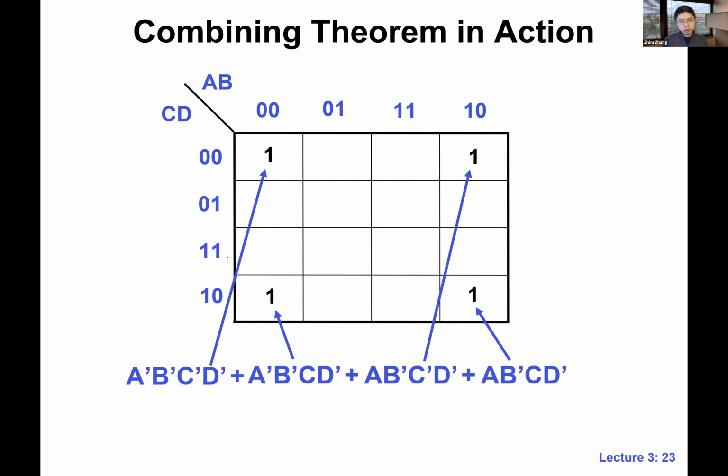basically, the top row and the bottom row are also adjacent. The leftmost column is adjacent to the rightmost column. Of course, the corners are also adjacent. So that means we can actually circle these 4 things all together, like this. This is something that you may easily miss later on in homework and exams. So my general advice is, when you do a Karnaugh map, first check the corners, then check the boundary: top row, bottom row, leftmost, rightmost. Check the boundary before you circle the things in the middle.